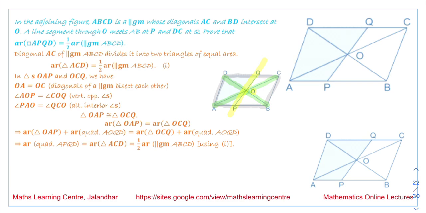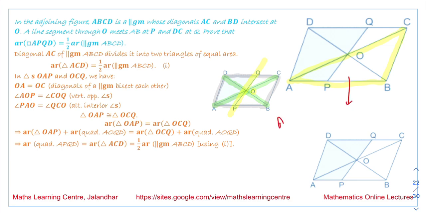To prove this, we use the fact that the diagonals of the parallelogram divide the parallelogram into two triangles having equal area. So the area of this triangle ABC will be half the area of the parallelogram.